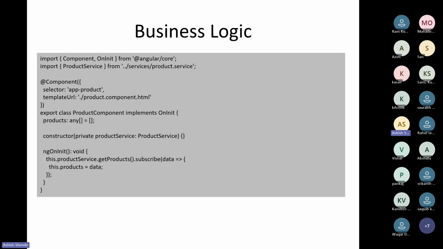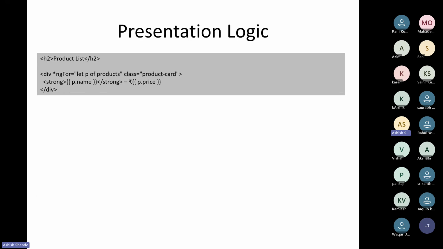Product component is not injectable, correct? So it cannot be. Whatever service I want to make available, just decorate it with injectable, and it will be available to inject into the constructor. Using this product service, I can call get all products and bring all the products, and that can be shown on the UI. Assign it to products, and then you can iterate over it and show it on the UI. Okay, presentation logic.